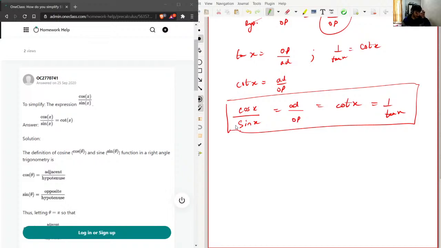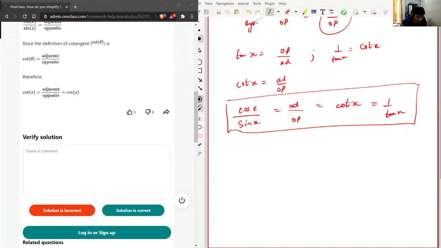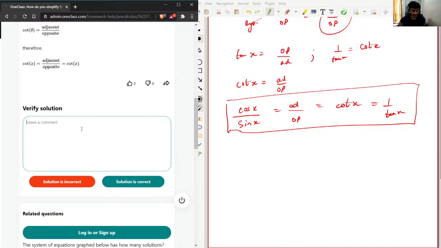So I guess this is the solution. Yeah, this is the solution, and the solution given here is correct. So I'll just say correct solution. Good work.